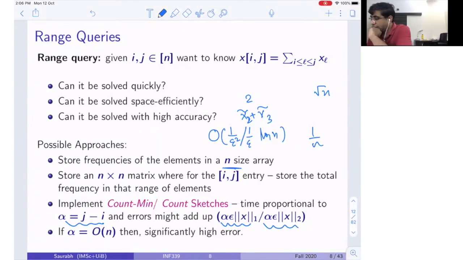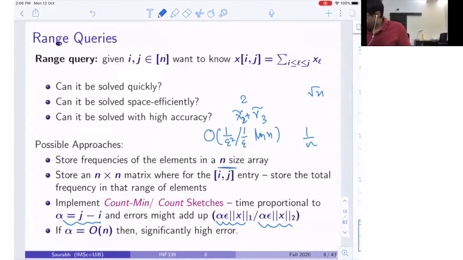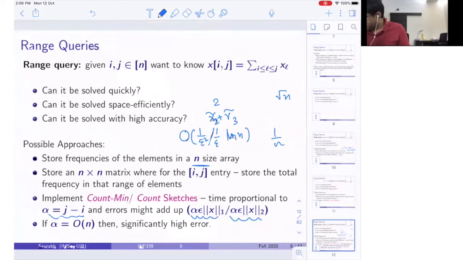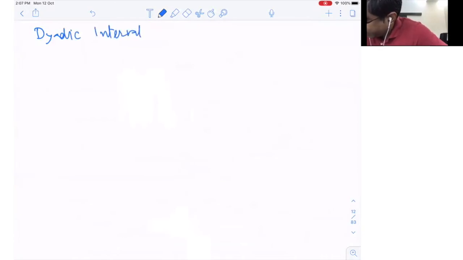Let me introduce this beautiful idea, which is useful in computer science all the time. There's something called a dyadic interval. Before we go formal, let me explain the whole thing in English, and then we will do how to make it formal.